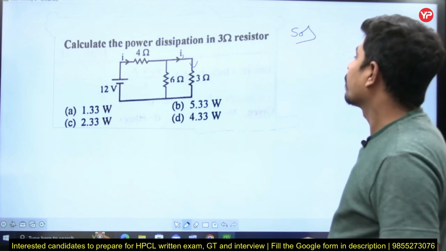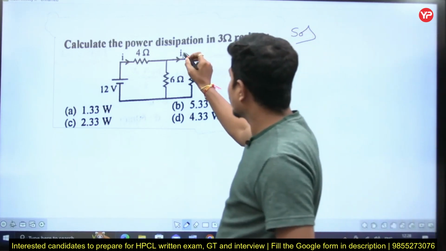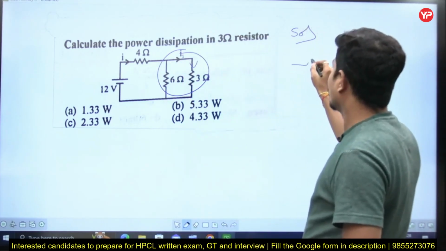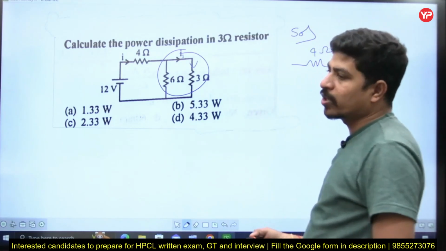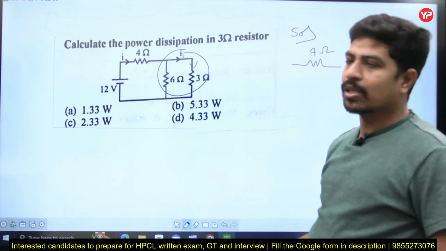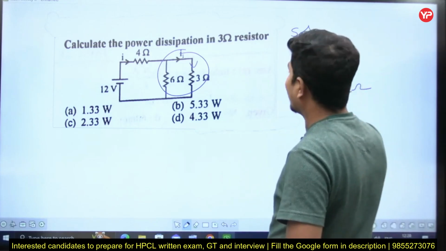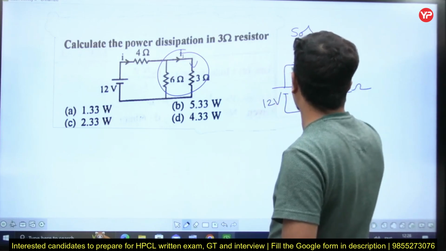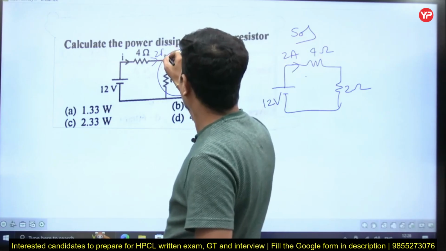So here, tell me, 6 in parallel with 3 will be, see, these two equivalent resistance I can find. This is 4 ohm, and 6 in parallel with 3 will be 6 into 3 by 6 plus 3, which is 9. So 3 3s, therefore it is 2 ohms. And this is of 12 volts. If it is of 12 volts, the current is 2 amperes. Now this current is 2 amperes, then apply current division.